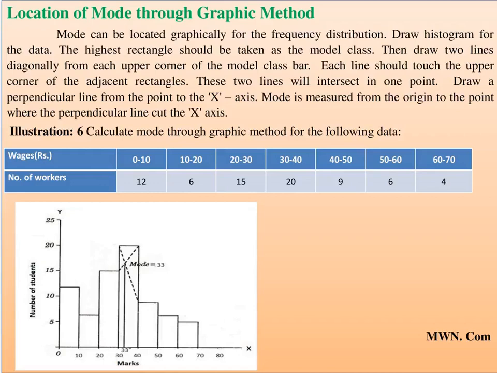Mode can be located through the graphic method also. That is normally for class intervals. The frequency should be recorded on the y-axis and the variable wages on the x-axis. After recording, you will get some bars. And after the bars, you have to make the crossing like that. Then you can identify it is 33. In the previous problem also, the number was taken. For example, there also you got 33. In the diagram also it is stated as 33. Then it is proved that the mode can be located through the diagram also.